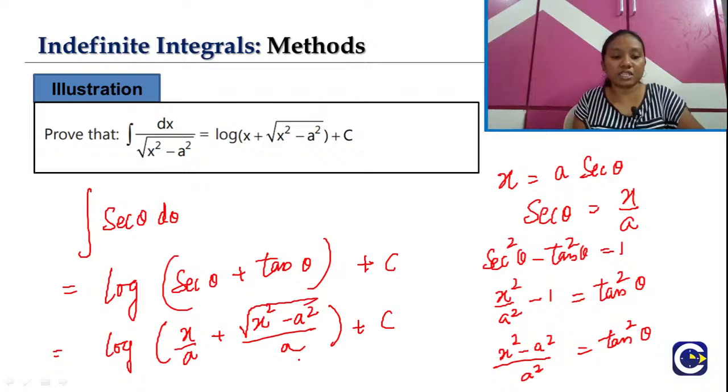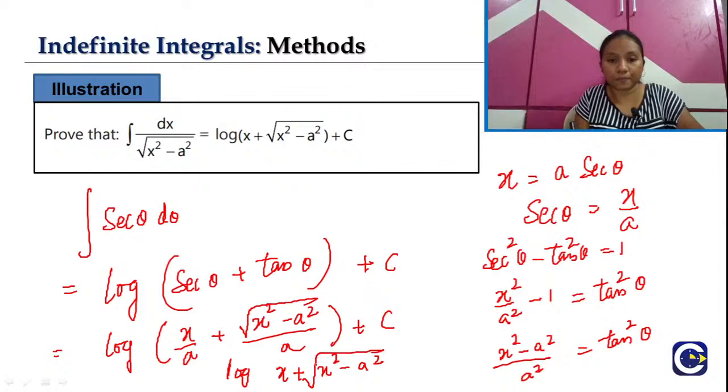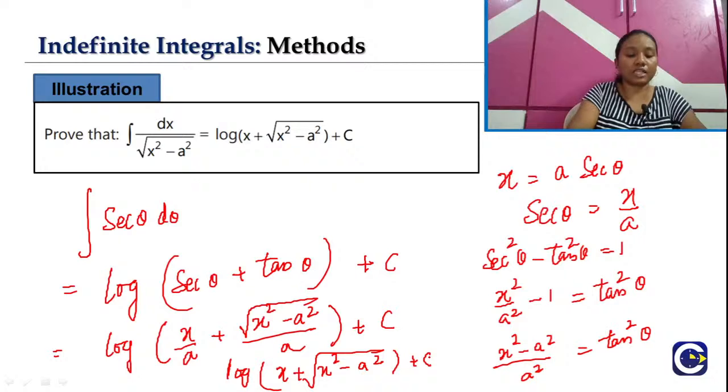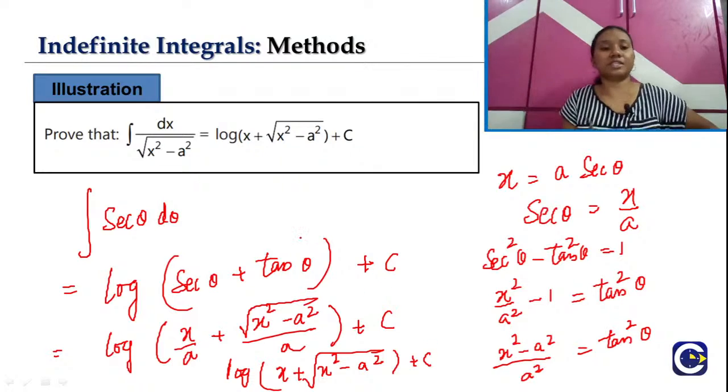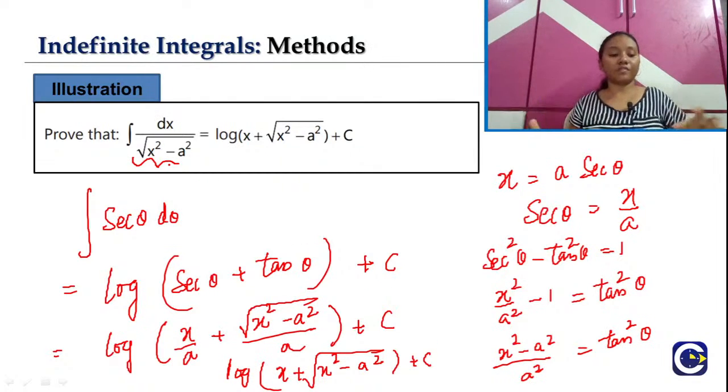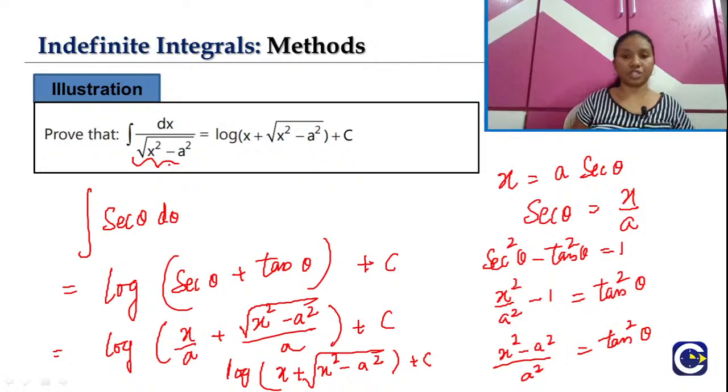Anyway, a is a constant here. Yes or no? As a is a constant, we can take that and add it to the constant. So it will be directly equal to log of x plus root over x square minus a square plus c. So while solving this, the only thing we should be aware of is the substitution. If this is my function which is given, what will be my corresponding substitution here, and the rest is the same thing, a simple simplification, right?